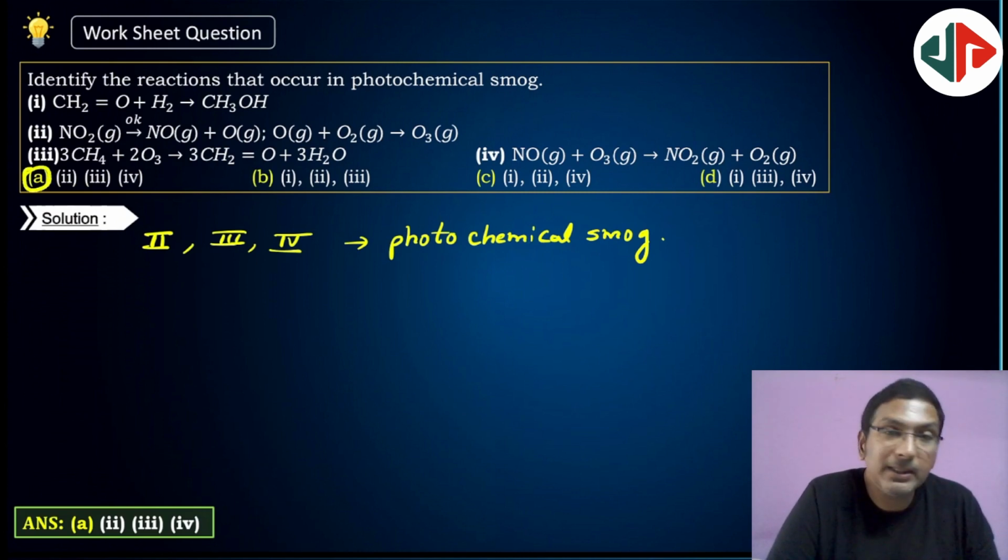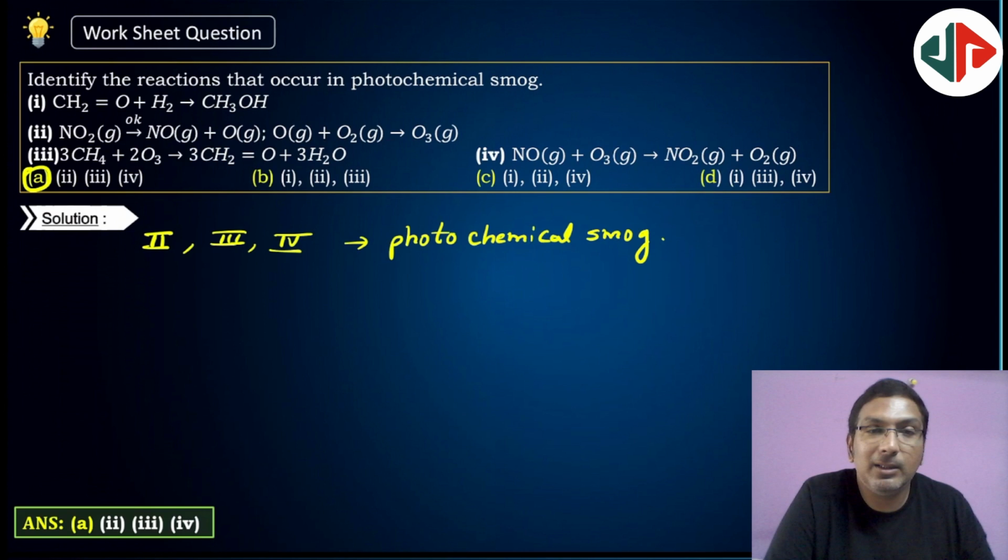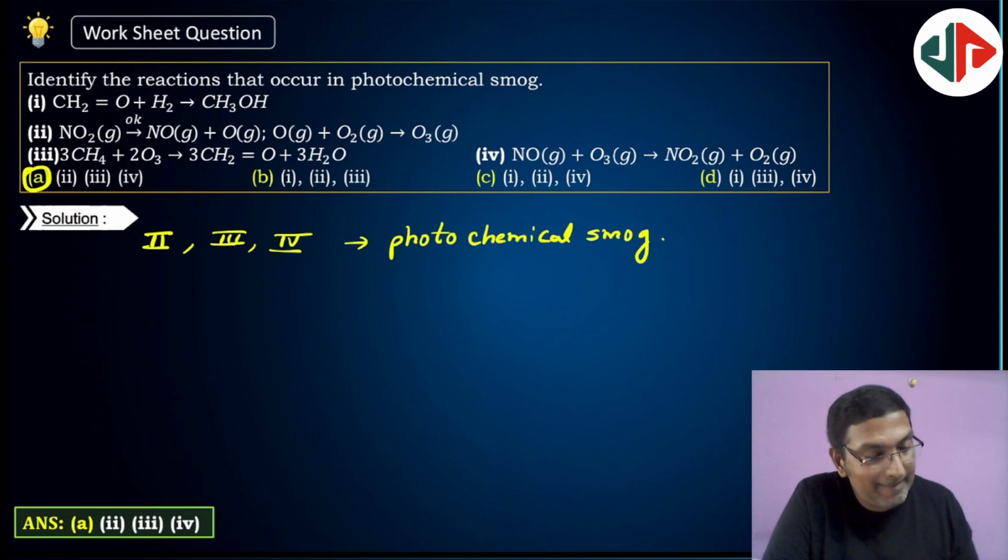So components are nitrogen oxides, formaldehyde, next acrolein, PAN, peroxyacetyl nitrate. These are the components of photochemical smog. So methyl alcohol is not a component of photochemical smog. So except one, remaining all are components. Next.